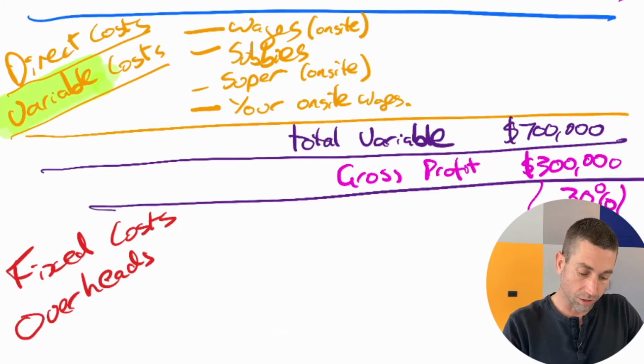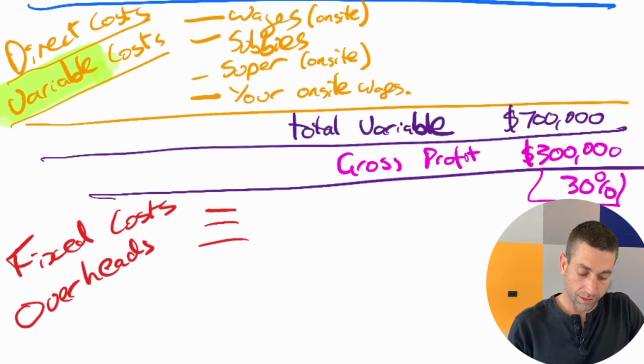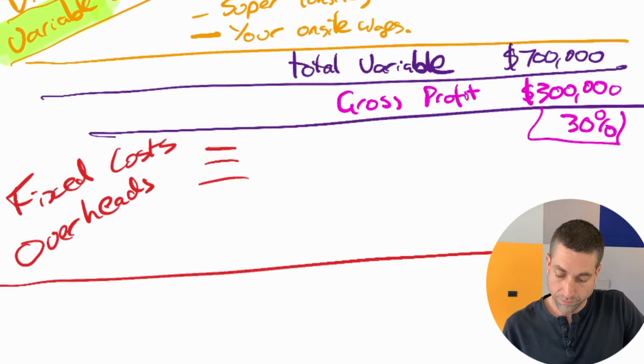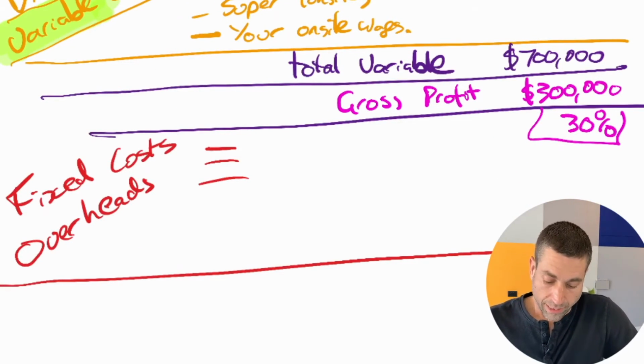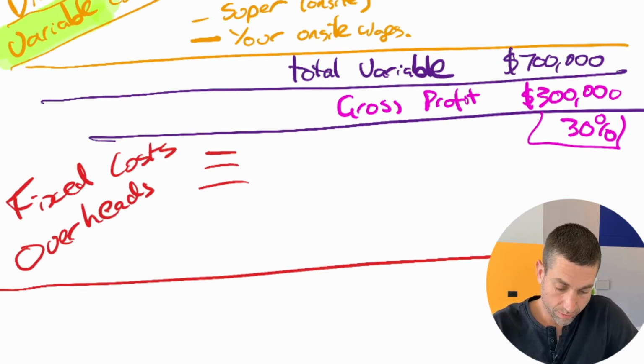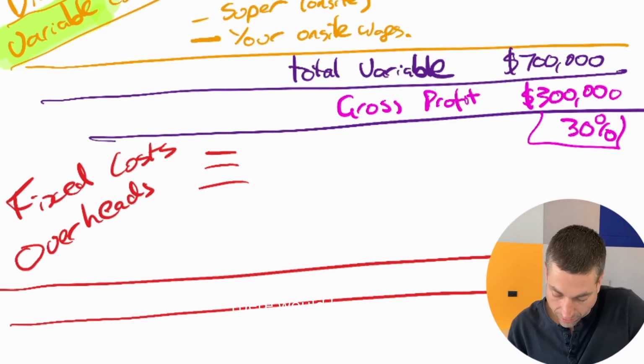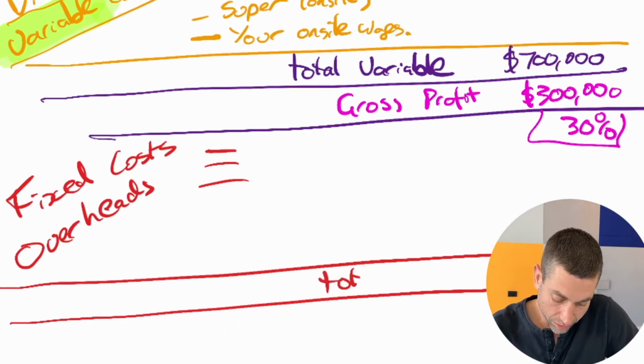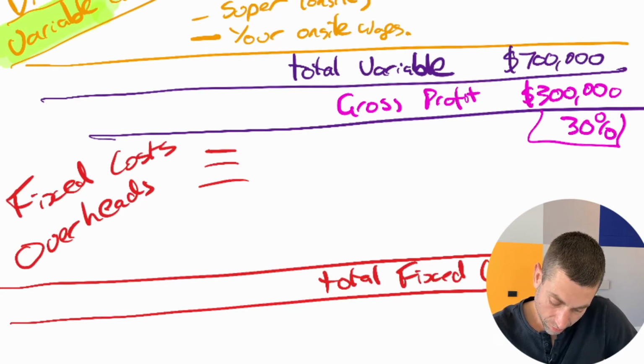So all of these costs here go to make up your overheads, right? So let's say out of that, it's $200,000. I'll try to do it, because that's not how it would appear on a P&L. There would be another line here like this, and it would be total fixed costs or total overheads, right? And that's 200,000.